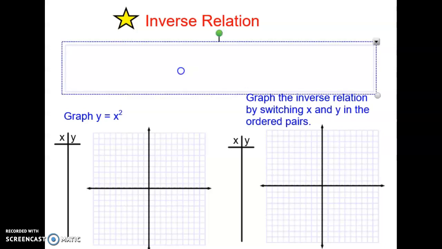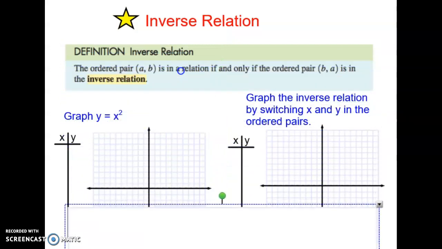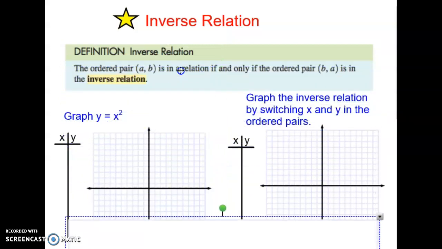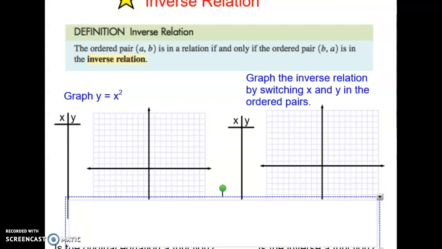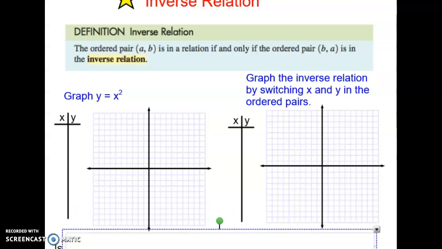When I have an inverse relation, the way that I get that is that if I have an ordered pair, some number A, some number B, I know that it's in a relation if and only if the ordered pair B, A is in the inverse relation. So let's figure out what that looks like in a graph. And so here it is.